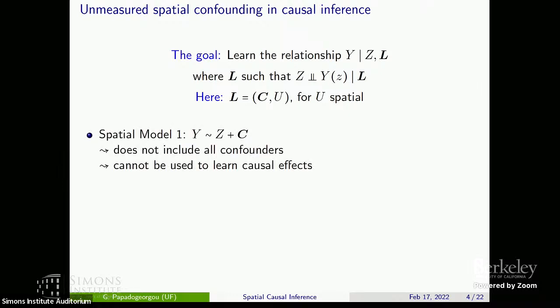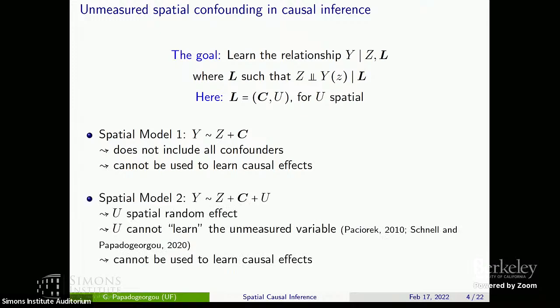So if you want to learn the causal effect of Z on Y, you need to condition on all of the confounders, but you don't have access to all of them. You only have access to a subset of them, C. The first thing you can do is try to fit a model that doesn't adjust for the spatial confounder at all. And because it doesn't account for all of the confounders, this will not give you something with a causal interpretation.